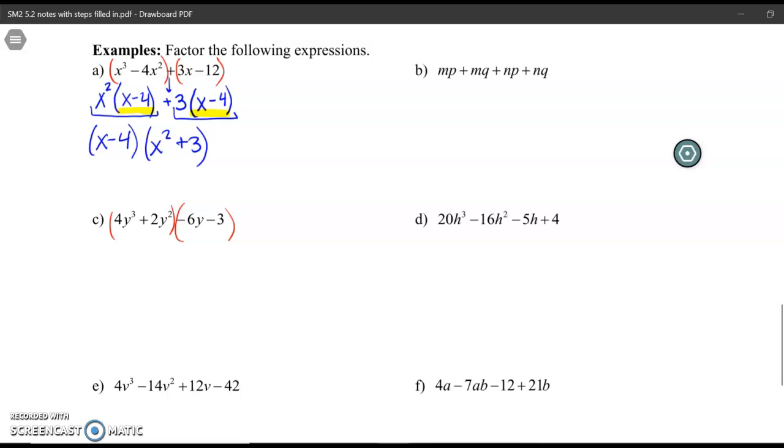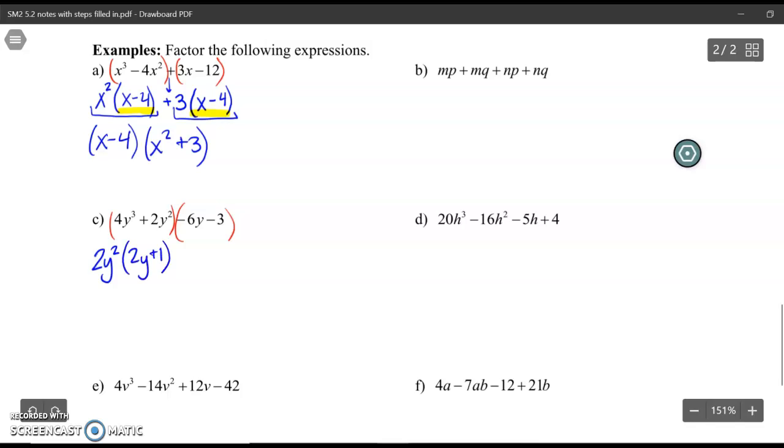So here I have 4y squared plus 4y cubed plus 2y squared. So I can factor out a 2y to the second power. And all I'm left with is a 2y plus 1. Lots of times people don't want to put a plus 1, but you have to remember that if you're going to multiply this 2y squared back in, it's actually going to equal 4y cubed plus 2y squared, so you have to have that plus 1. Okay?